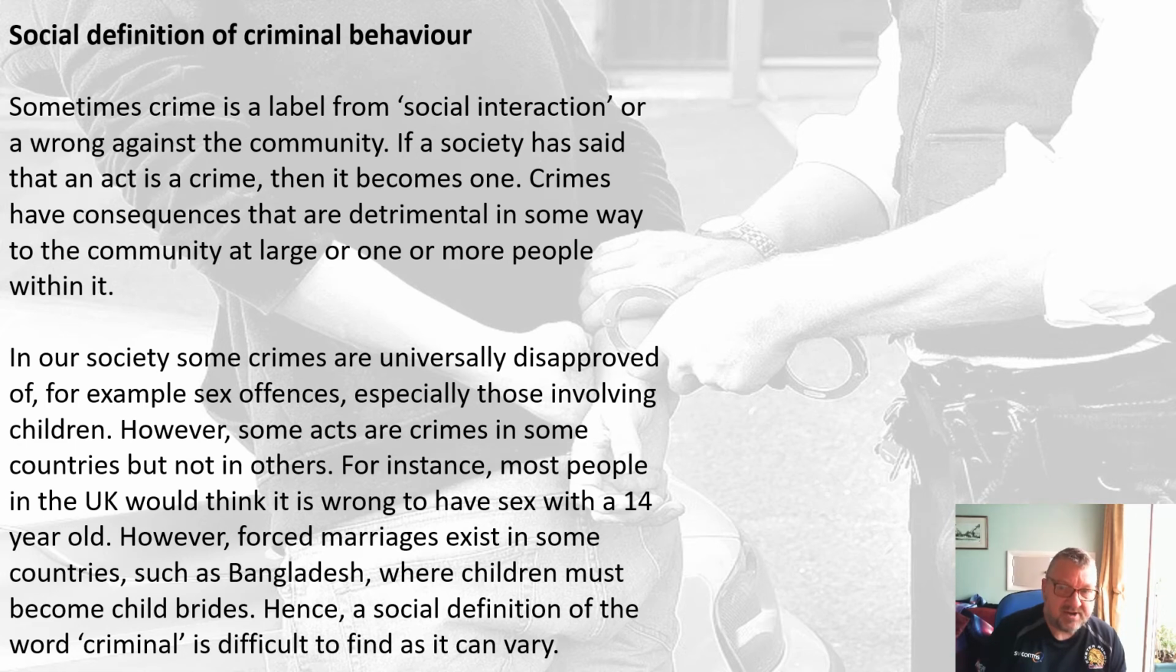Now, in our society, some crimes are universally disapproved of. For example, sex offences, especially those involving children. You'd be hard pressed to find anyone who said that is acceptable. However, some acts are crimes in some countries, but not in others. And this links to why we think it might be a social definition for crime. For instance, most people in the UK would think it's wrong to have sex with a 14-year-old. However, forced marriages exist in some countries such as Bangladesh, where children become child brides.